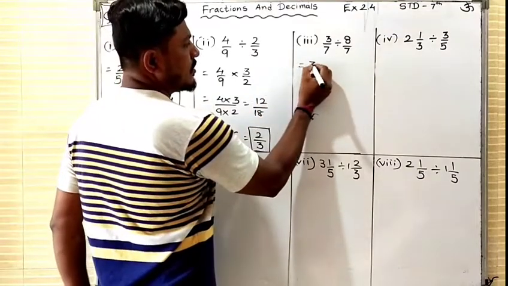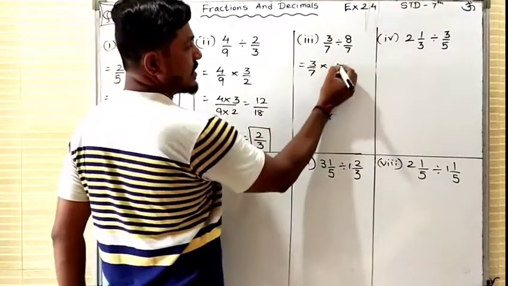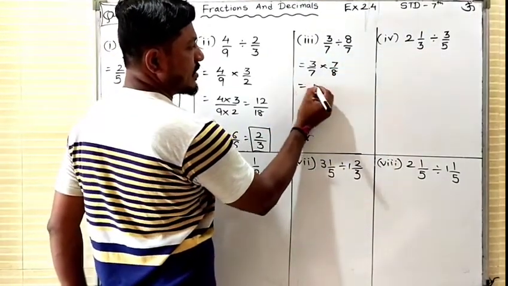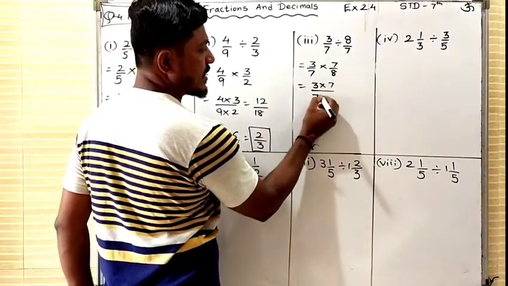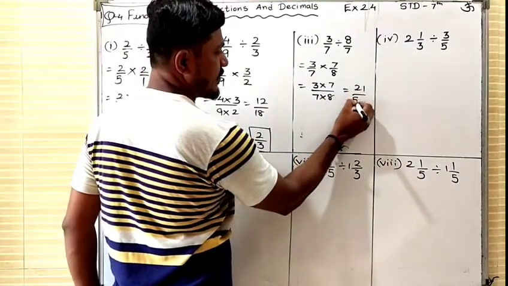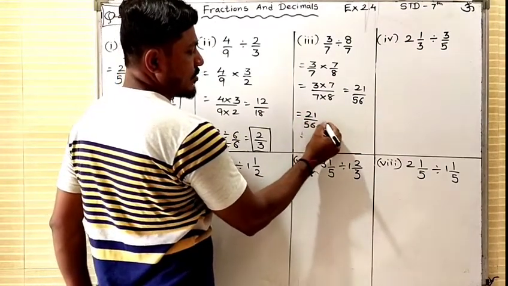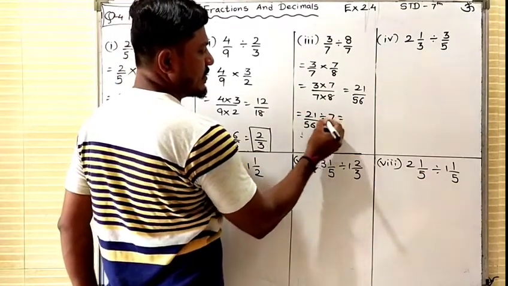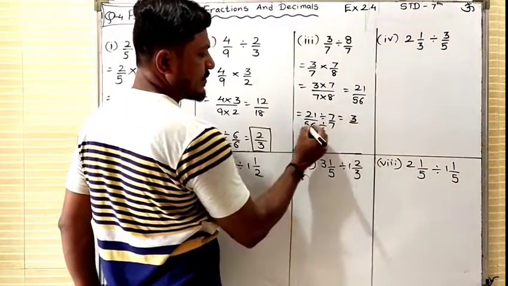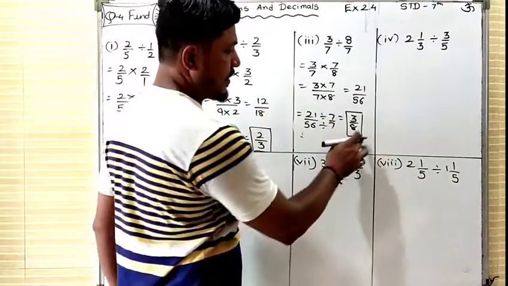Now here 3 by 7 as it is. Divides, in place of divide put multiple. 8 by 7 will become 7 by 8. Then multiply 3 7s are and 7 8s are. 3 7s are 21 and 7 8s are 56. Here highest common factor is 7. So divide by 7, divide by 7. So 21 divided 7 gives 3. 56 divided 7 gives 8. That is 3 by 8 proper fraction.